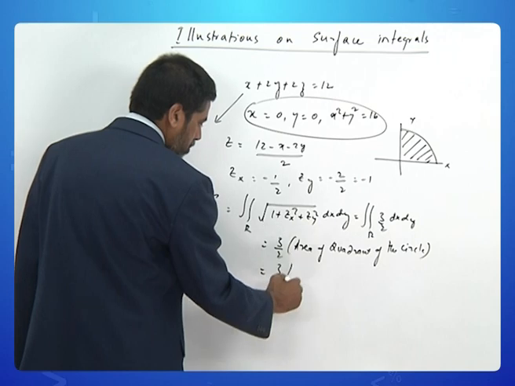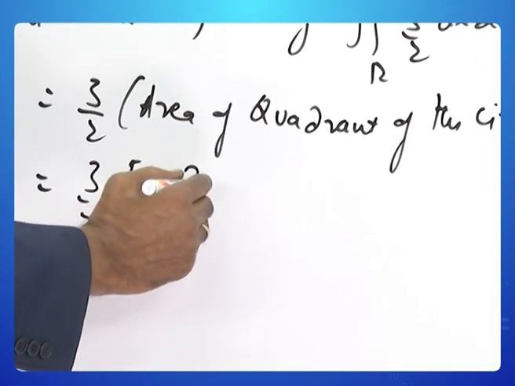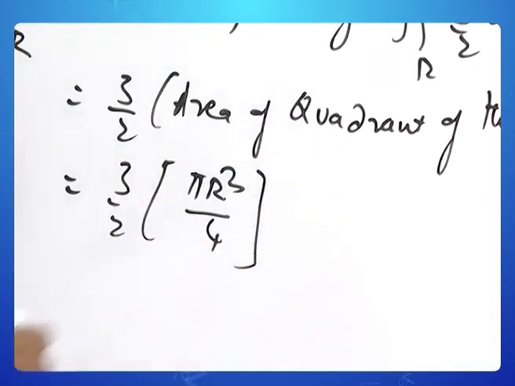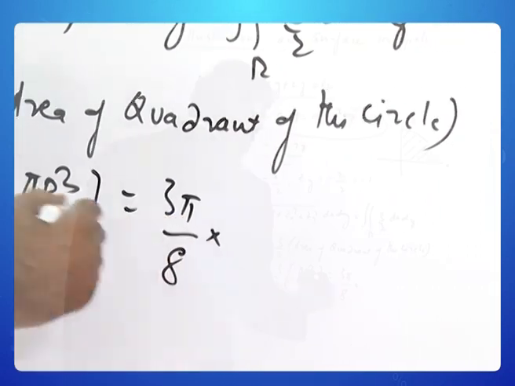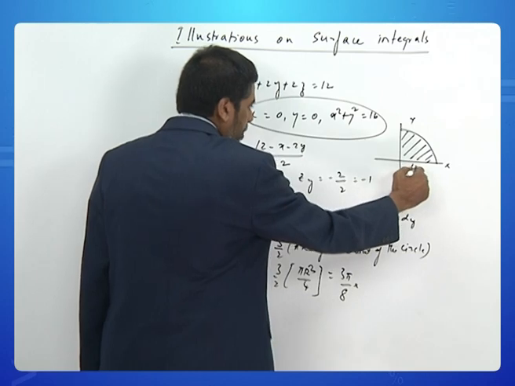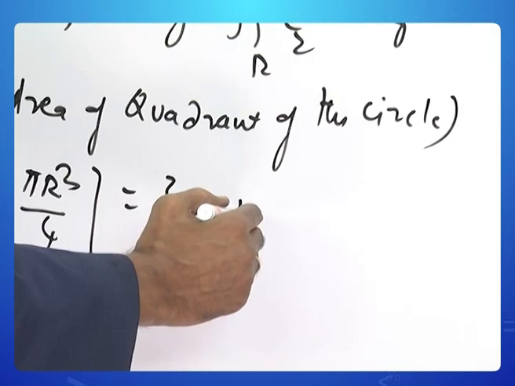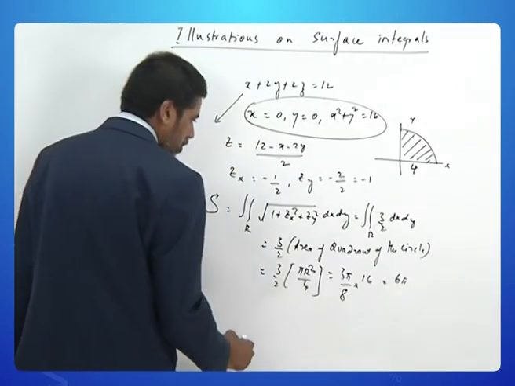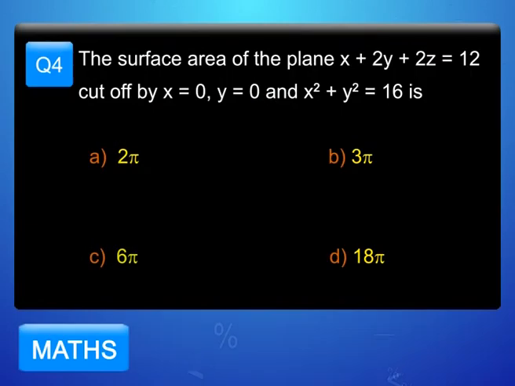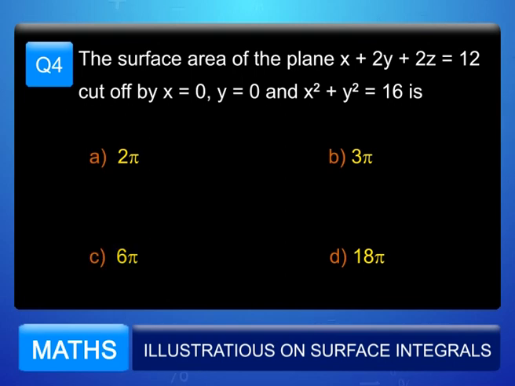3 by 2 times pi r square by 4. So this is 3 pi by 8 into square of the radius, which is 16, and you get 6 pi. So 6 pi means option C is the correct option.